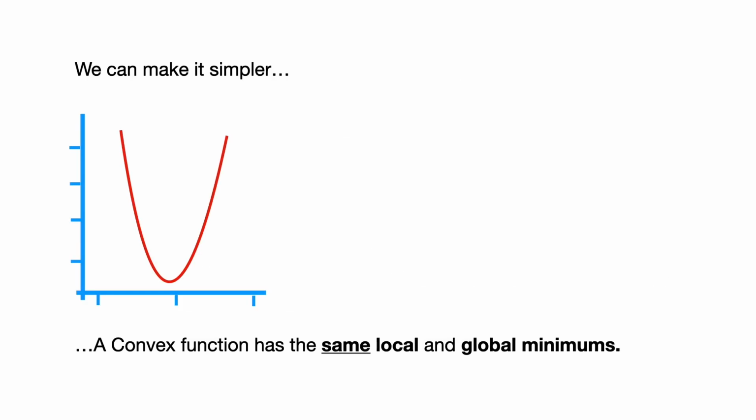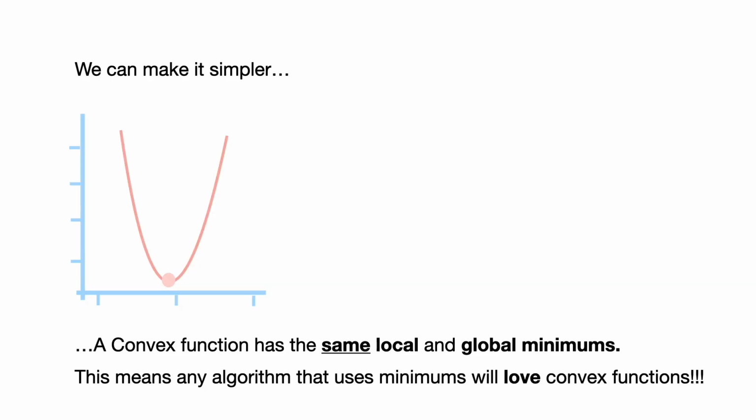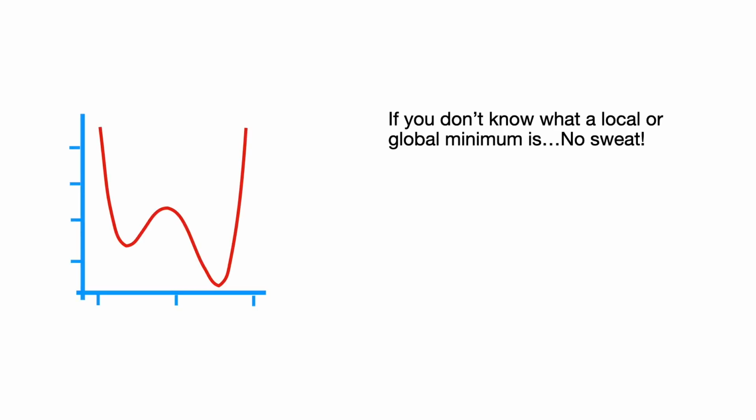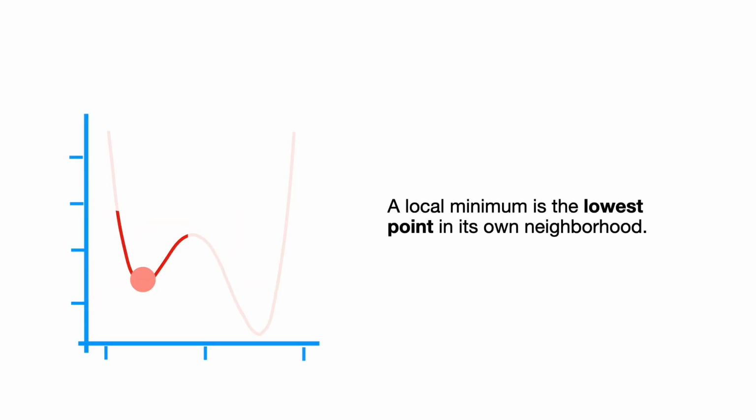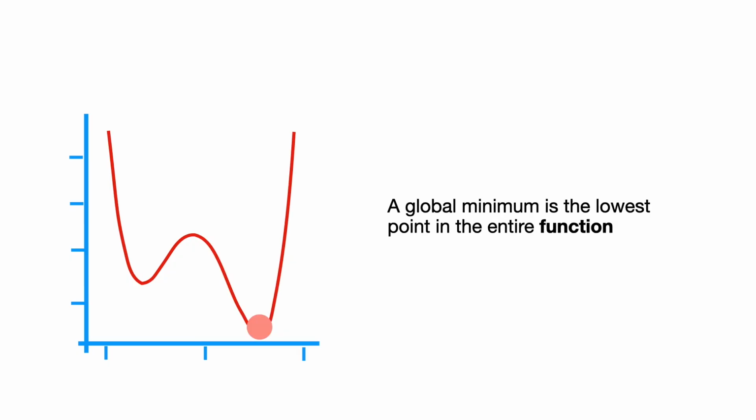A convex function has the same local and global minimums. This means any algorithm that uses minimums will love convex functions. Hint, hint, gradient descent. If you don't know what a local or global minimum is, no sweat. A local minimum is the lowest point in its own neighborhood. A global minimum is the lowest point in the entire function.